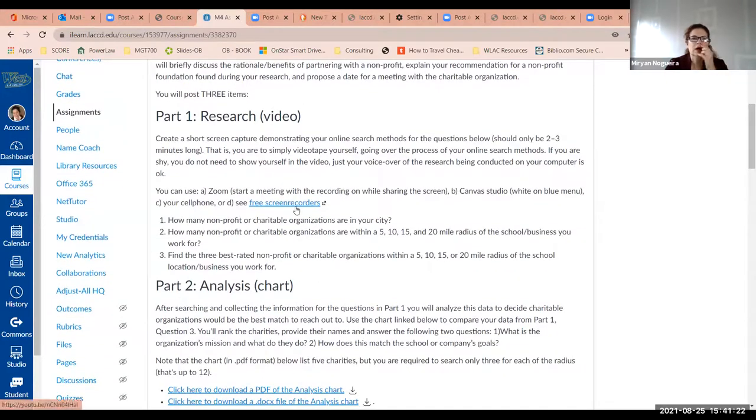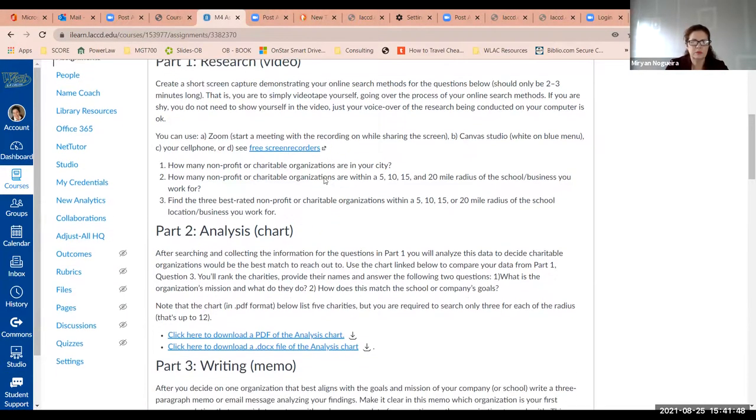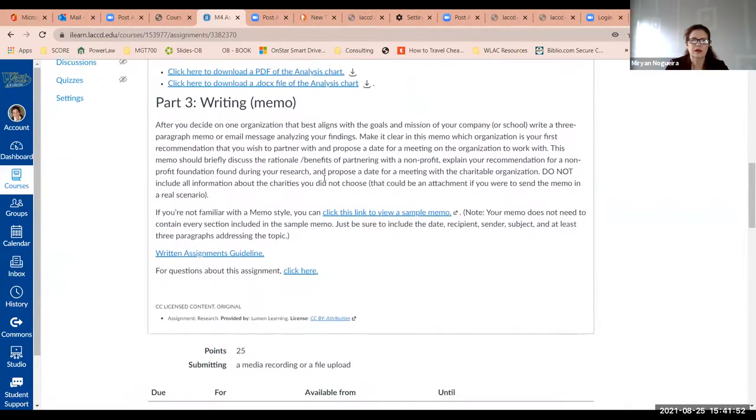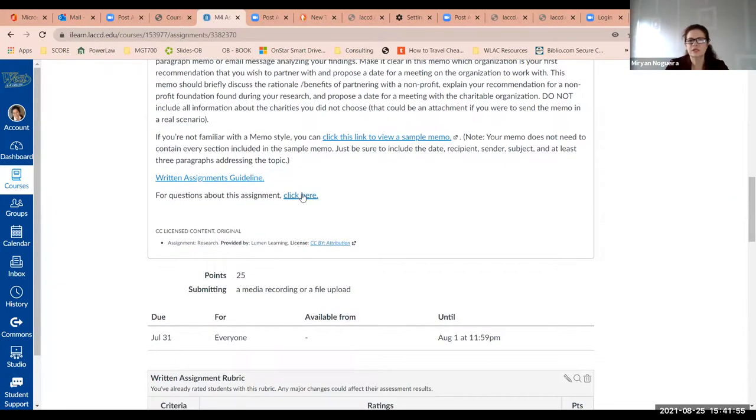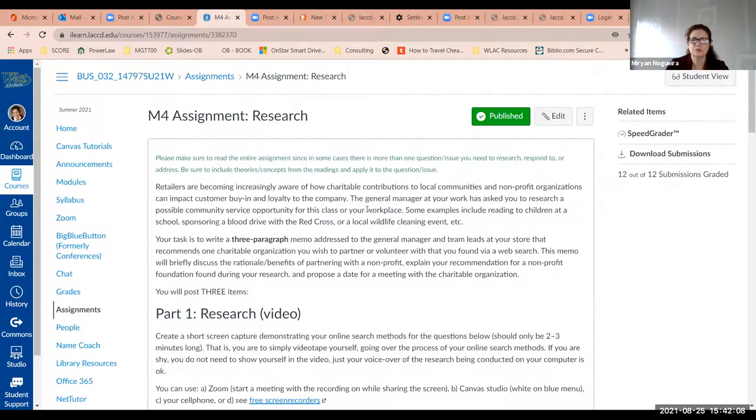And here you can see research. I have the link for them right there, if they don't know how to use Canvas Studio or if they want a free screen recorder to make a video, they can go here and watch a video that shows them. This particular one, I did not make it embedded. There's always a reason for everything. Click here is not a good idea. Always make the assignment itself the link. It would be much more efficient and more direct, especially for students with disabilities.